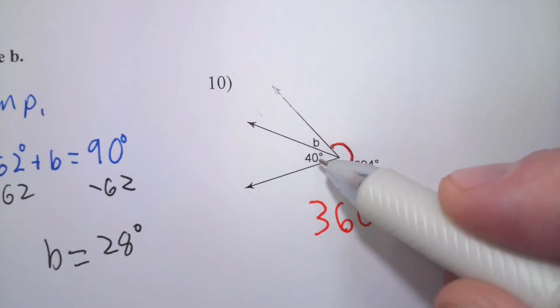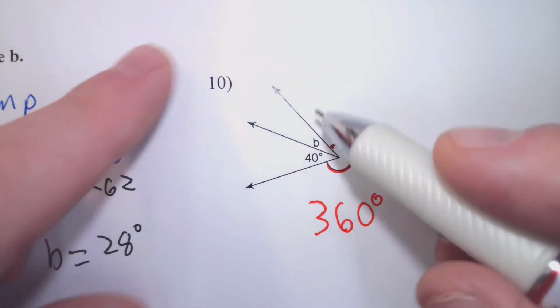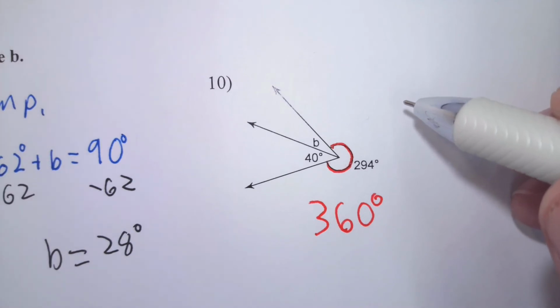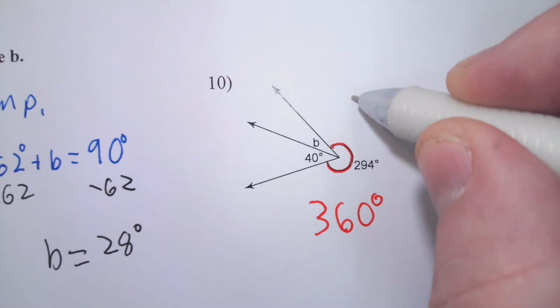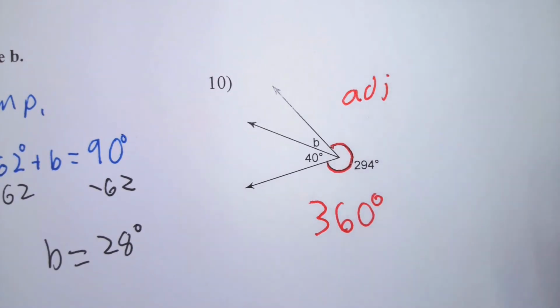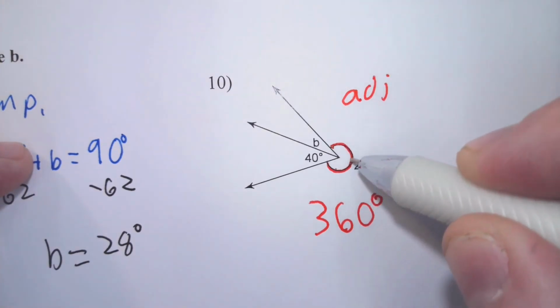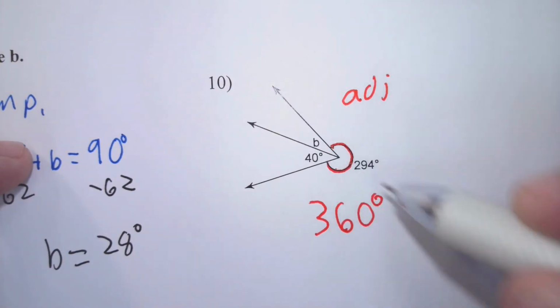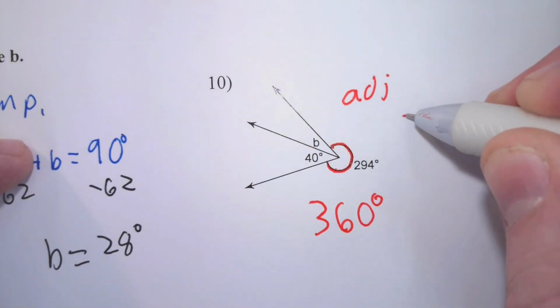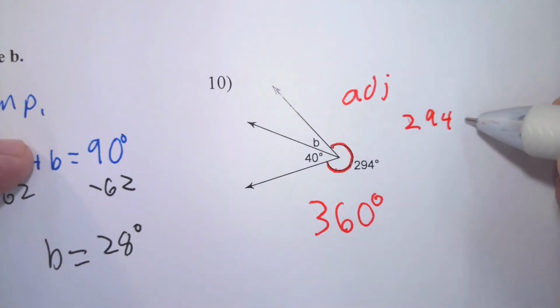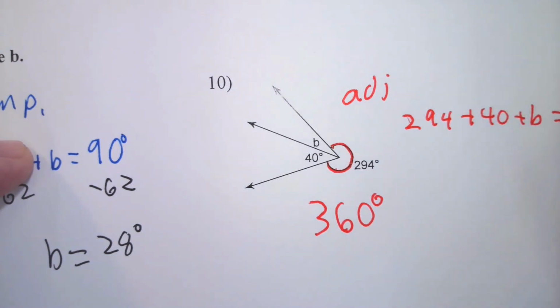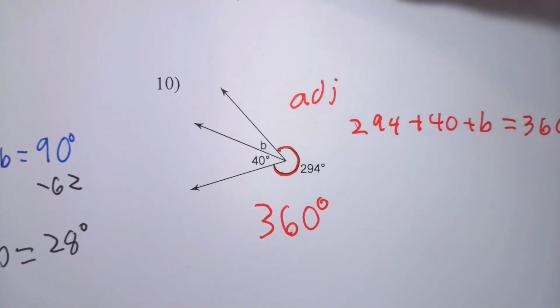What is the word that goes with this? And we still only have four: complementary, linear pair, vertical angle, or adjacent. It is adjacent. There is no formula for adjacent. All we know is that if we go all the way around, that's 360. And so basically I have 294 plus 40 plus B is going to equal 360. Does that make sense? It'd make more sense if I did this, right?